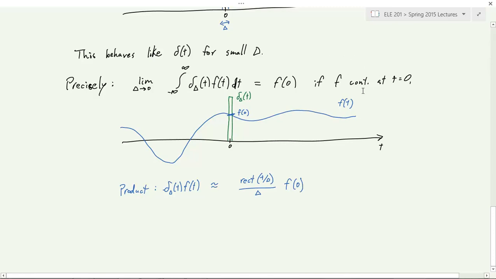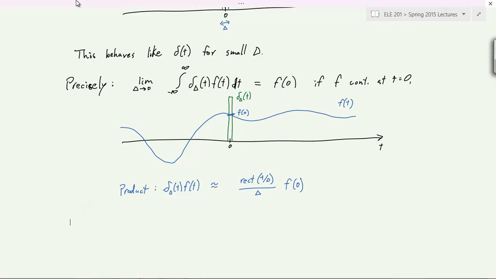So really, that's what we want. We want a very short pulse, but a pulse that still has area 1. Unit area. And that's our Dirac delta function. So is there a function that would give us this property? We seem to almost have one. We've got this thing.